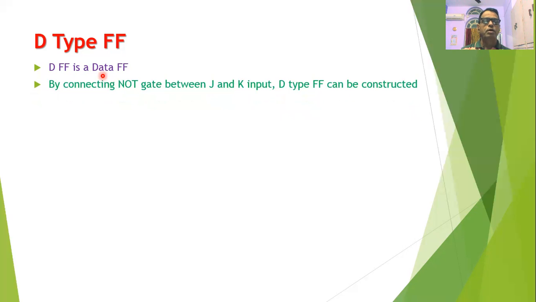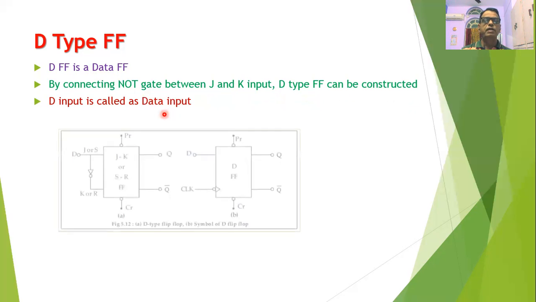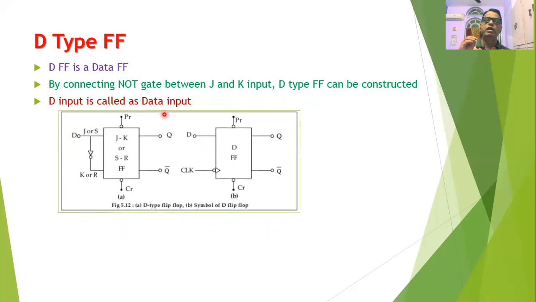JK flip-flop can be used in a variety of ways. One way of using the JK flip-flop is to convert it into a D-type flip-flop, where D stands for the data input. Just by connecting one NOT gate between the J and K inputs, we can construct the D flip-flop. As I told you, the D input is called a data input. So whenever you want to feed some data continuously to a flip-flop in order to store it, you can make use of this flip-flop.